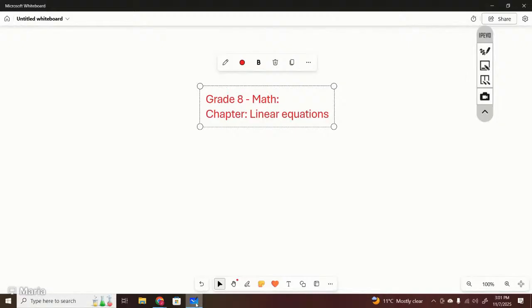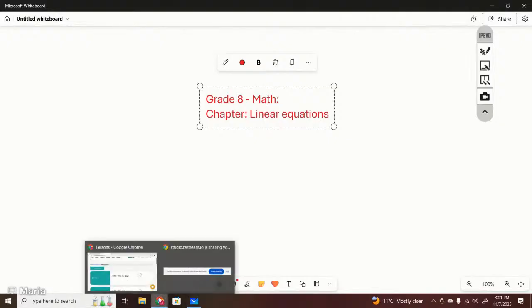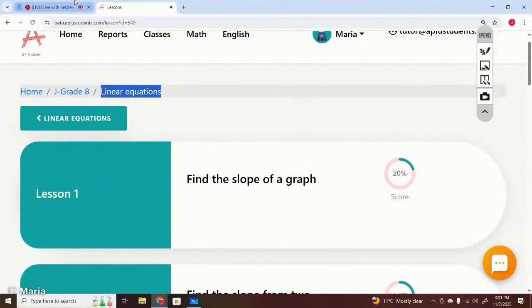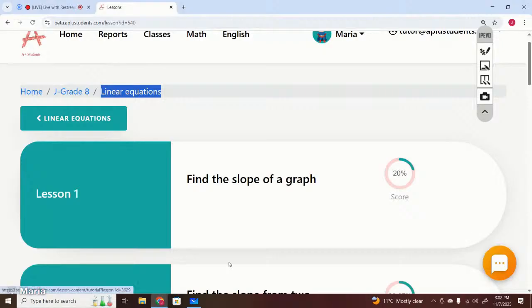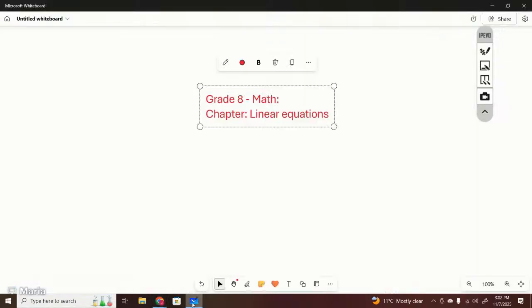We are here for grade 8 math. You can find all the lessons on aplusstudents.com. You have to log in there using your email address and password provided by the administrator.